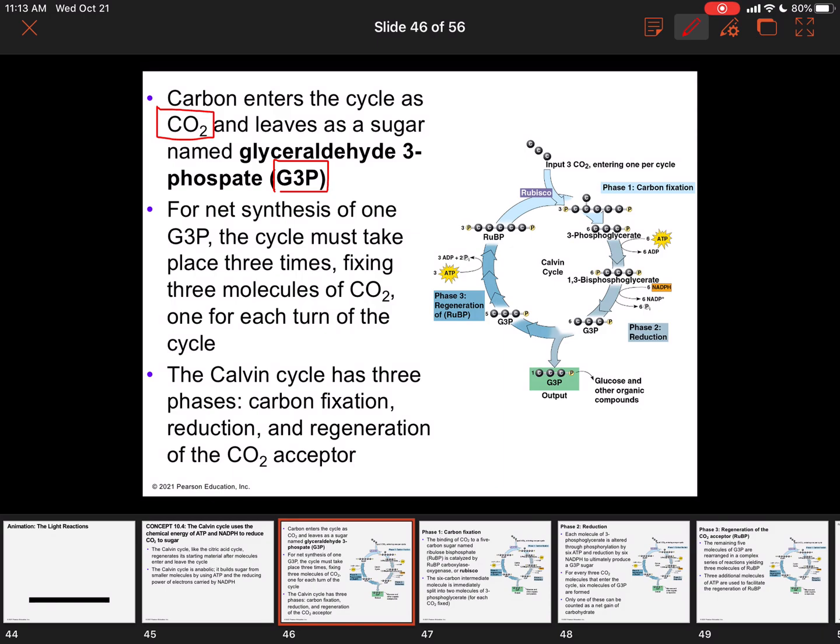Okay, and it says for net synthesis of one G3P, so in order to make one of these molecules, we must complete the cycle 3 times. Don't get all caught up in these numbers, but we're going to understand the main idea of what's going on here. And so if it does that 3 times, it's going to pull 3 molecules of carbon dioxide out of the atmosphere in order for this to take place.